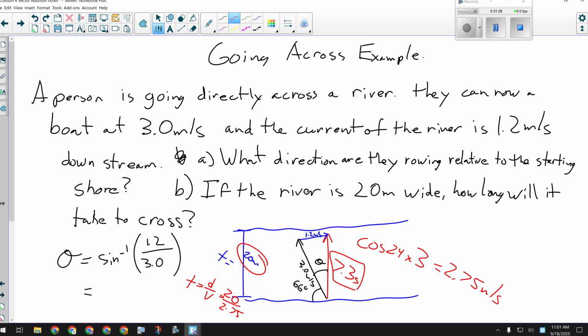Questions on how that one worked? So I had to do Pythagoras. Actually, I didn't have to do Pythagoras at all on that one. I had to do a little bit of trig, a little bit of v equals d over t. And that's all you ever have to do in a book question: Pythagoras, trig, v equals d over t.